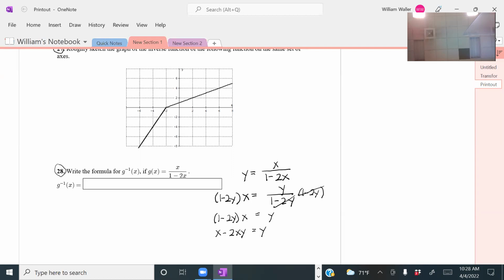Move the x to the other side. That's part of the process of moving the y's to one side. Since you want to solve for y, ultimately all the terms that involve y, get them on one side of the equation. I like to put them on the left, but that doesn't really matter. And then all the other terms that don't involve y, put them on the right-hand side of the equation.